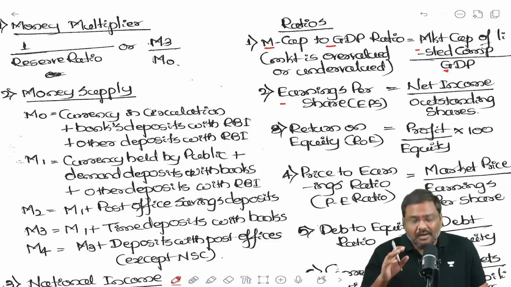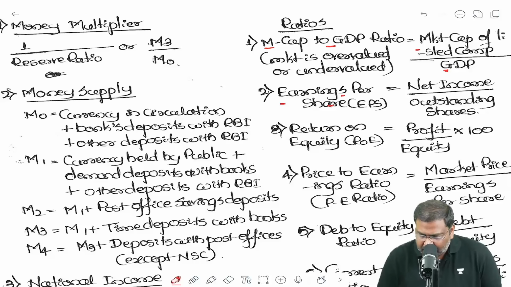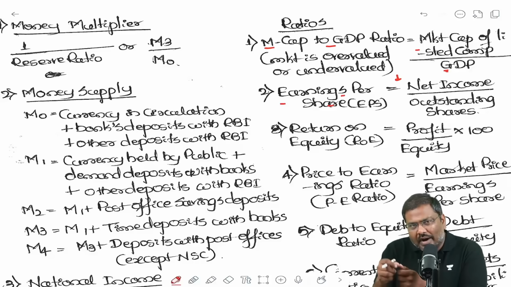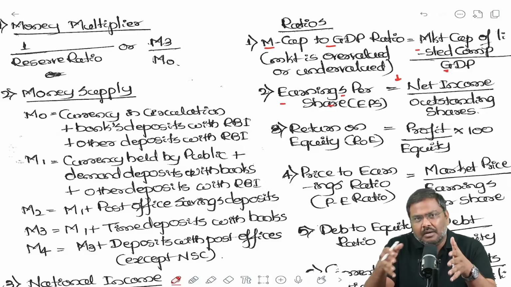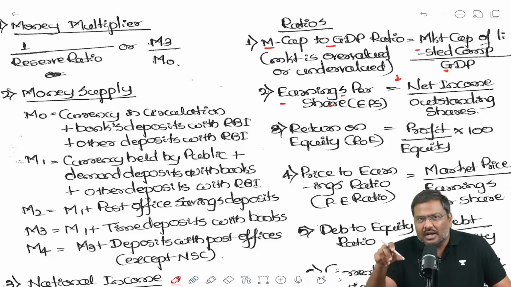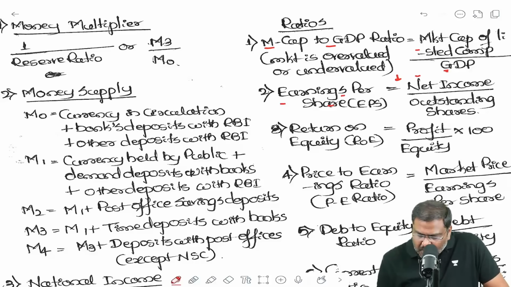Then there is earnings per share, EPS. It is used to identify what kind of stocks you want to invest in, how these particular stocks are performing compared with other shares of other companies. The formula is net income divided by outstanding shares.